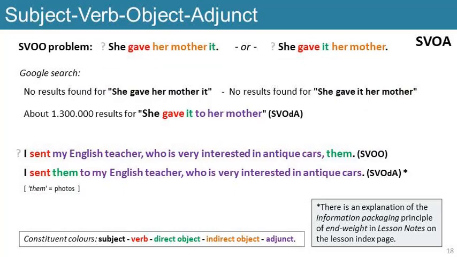The SVOA structure solves the SVOO problem we looked at earlier, namely when the indirect object is a noun and the direct object is a pronoun. Google shows that by far the most preferred solution in such problematic cases is to use the SVOA constituent order. See the teacher example for one reason why the SVOA order is often preferable in such contexts, namely because the adjunct at the end of the sentence complies with the information packaging principle of end weight.